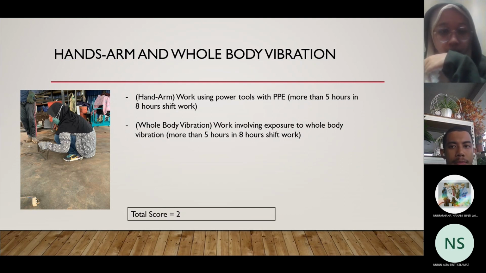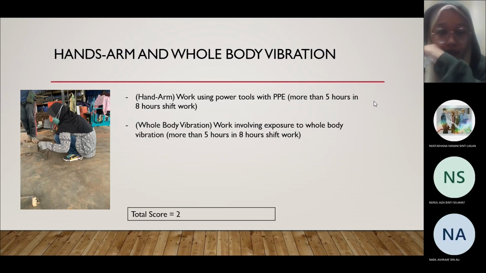Besides, the worker uses the grinding machine without gloves, which may lead to a worse vibration impact on the hand. According to research, the human hand can absorb vibration only for 25 to 60 minutes, and above that will lead to injuries such as carpal tunnel syndrome.